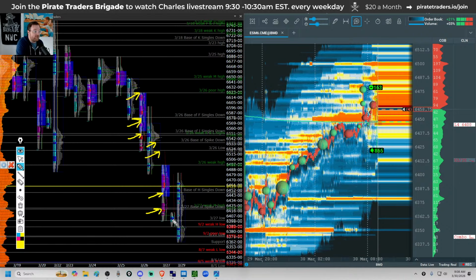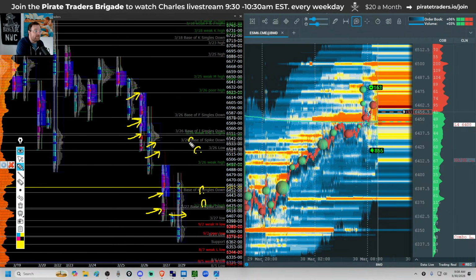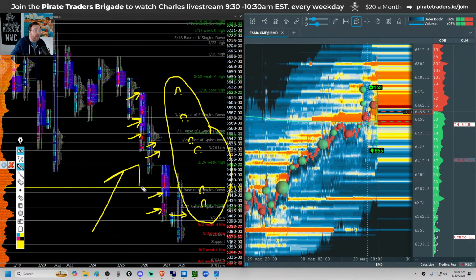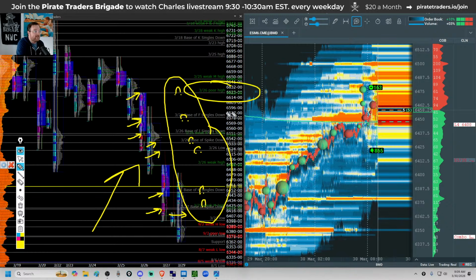Every single one of these things, when we closed down here on Friday, needed to be tested. So think about it like it's a little magnet. There's a little magnet right there. There's a little magnet right there. There's these little magnets up here at each one of these levels. And the more of these magnets that we have, the more likely the market needs to at least try to go up and backfill those. Now, does that mean we're going to come all the way back up to the poor high from Thursday? Probably not, right? Getting to that very last magnet is not a high probability.